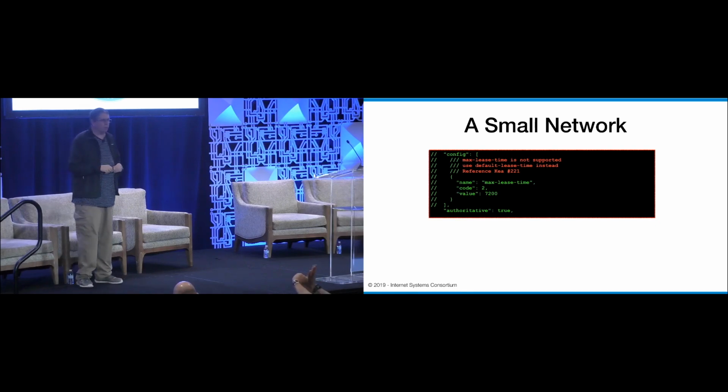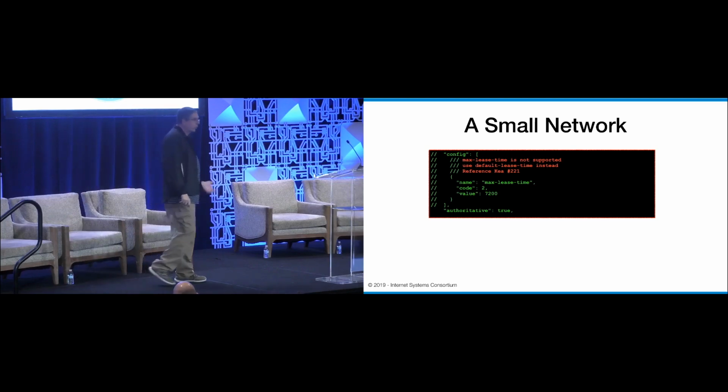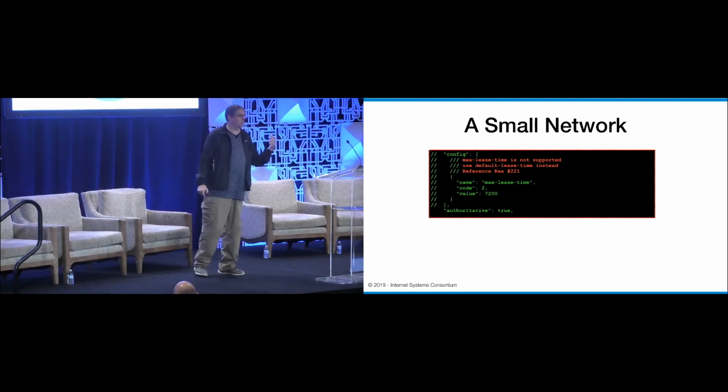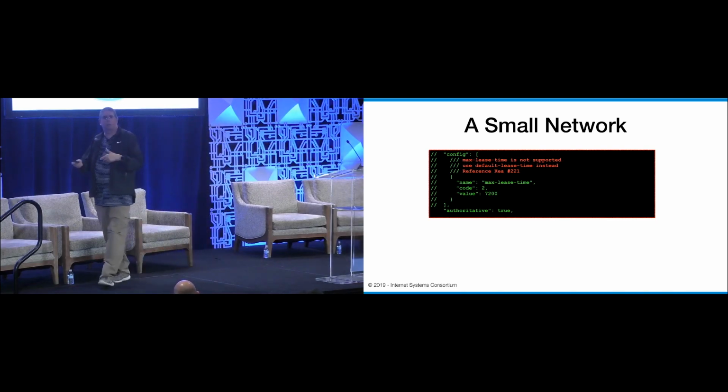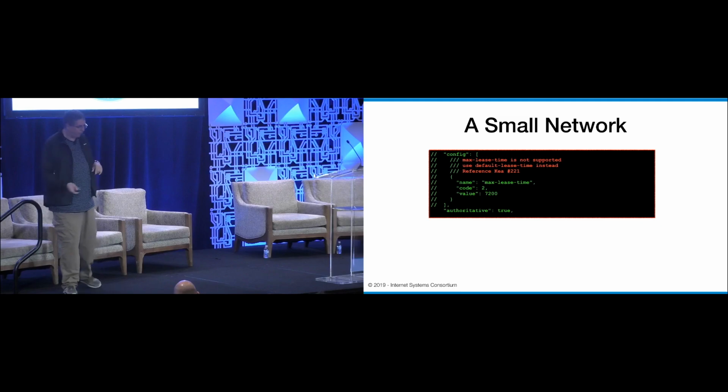Well, I always thought that min lease time, max lease time, and default lease time were just things that you always set in DHCP configuration. Well, it turns out that when Kea was being worked on initially, that was not something that was able to be modified within the configuration.